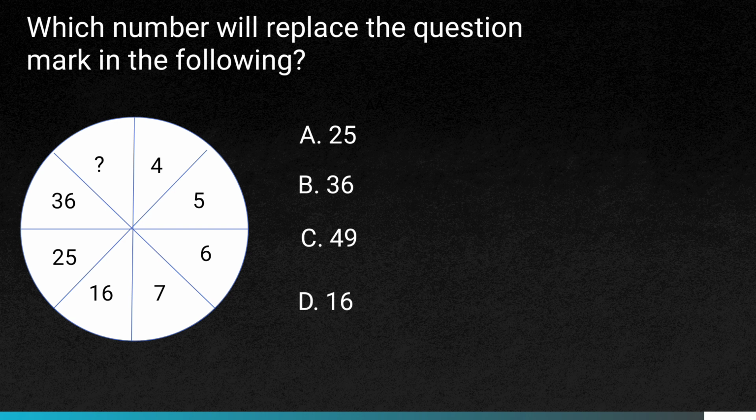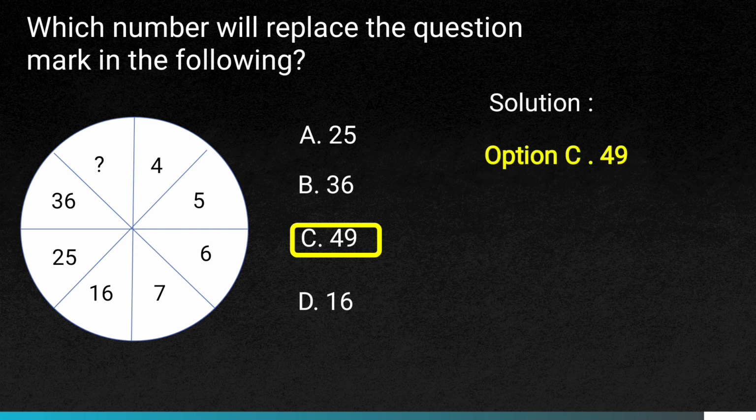Which number will replace the question mark in the following, right? You can see in the circle question mark, 4, 5, 6, 7 and 16, 25, 36. You have to find out the relation between the numbers. So what's the square of 4? 4 fours are 16. What's the square of 5? 5 fives are 25. What's the square of 6? 6 sixes are 36. And the next number is 7. So the square of 7 is 49. So the correct option is 49. I think it's clear to all of you.